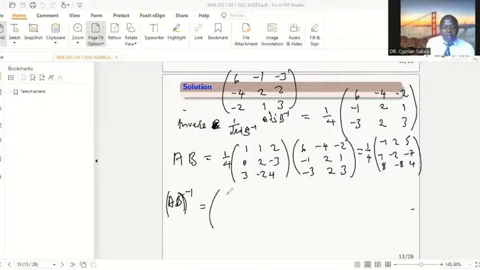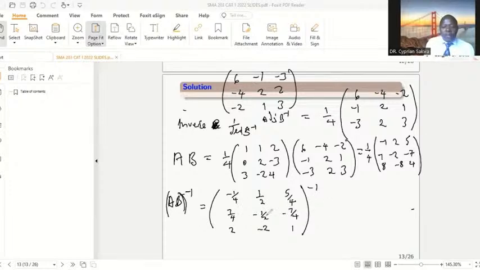And so this is -1 out of 4, a half, 5 out of 4, 7 out of 4, -1/2, -7 out of 4, then here it would just be 2, -2, and 1. The same as getting the inverse. So a quarter must be included in this matrix. You don't leave it outside when you get the inverse.